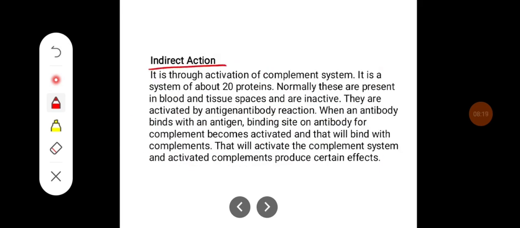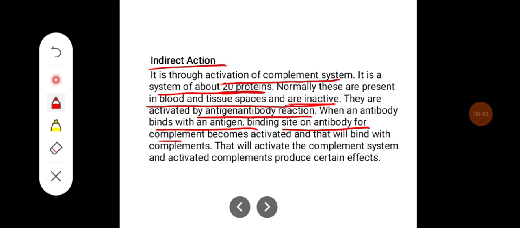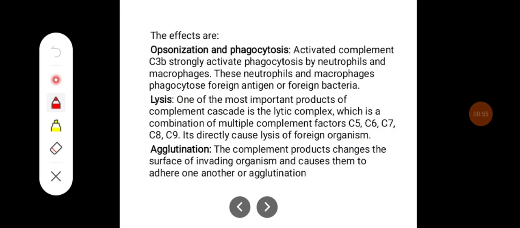Some of its indirect actions are through the activation of the complement system. It is a system of about 20 proteins. Normally these are present in blood and tissue spaces and are inactive. They are activated by the antigen-antibody reaction. When antibody binds with the antigen, the binding site on the antibody for complement becomes activated and will bind with complement. That will activate the complement system, and the activated complement produces certain effects. These effects are opsonization and phagocytosis, lysis, and agglutination.